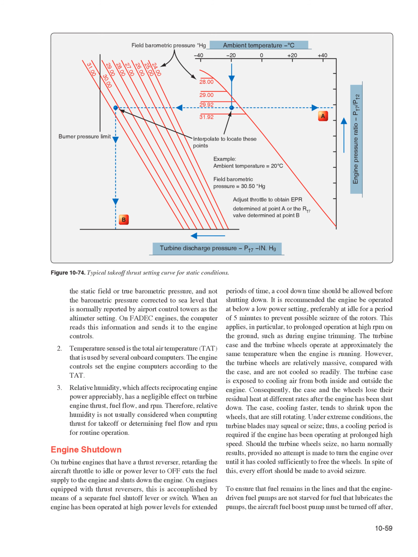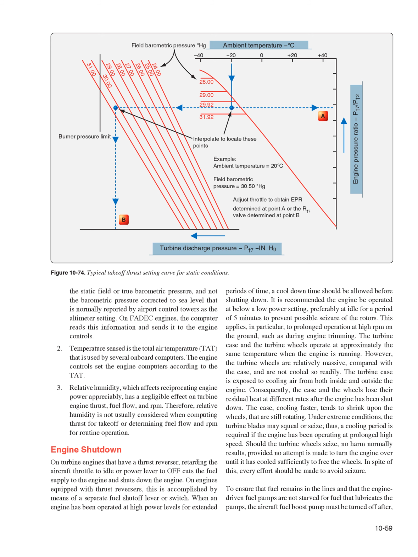2. Temperature sensed is the total air temperature, TAT, that is used by several onboard computers. The engine controls set the engine computers according to the TAT. 3. Relative humidity, which affects reciprocating engine power appreciably, has a negligible effect on turbine engine thrust, fuel flow, and RPM. Therefore, relative humidity is not usually considered when computing thrust for takeoff or determining fuel flow and RPM for routine operation.